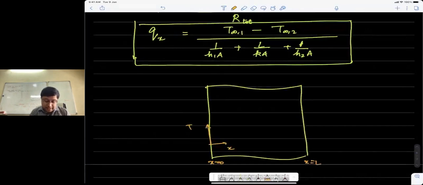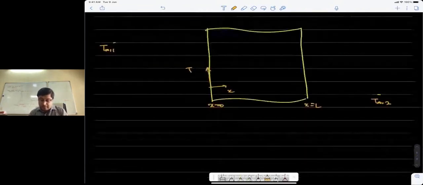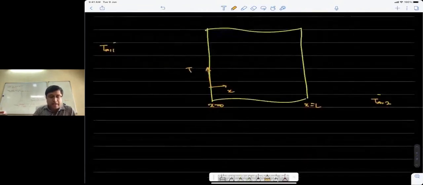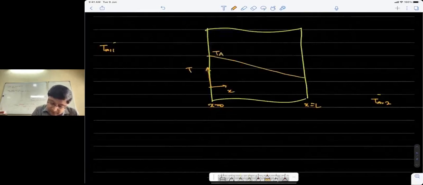So remember that I said the left side is at a higher temperature. That is just a convenience that I made for myself. So say T infinity 1 is some high temperature and T infinity 2 is some low temperature, and I'm exaggerating the difference just for visual clarity. Inside the solid, we have already seen that the temperature variation will be linear. So this will be TA and this will be TB. That is a linear variation.